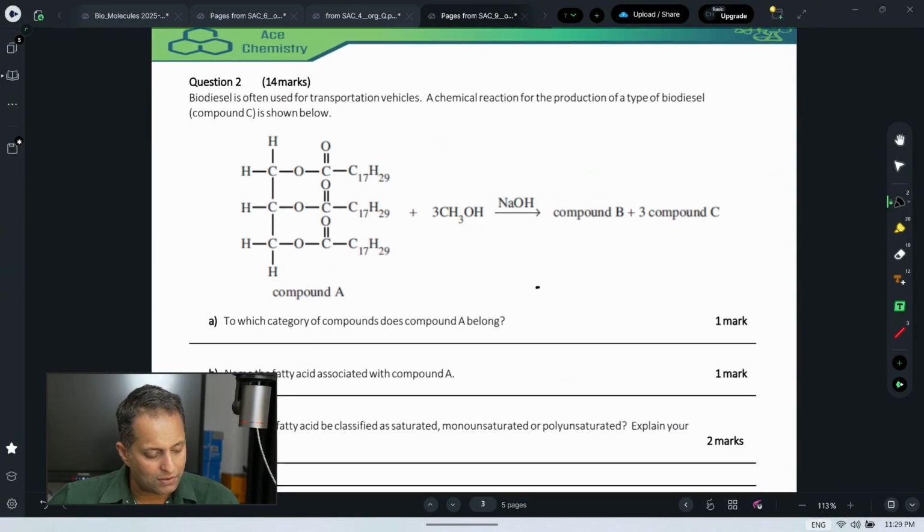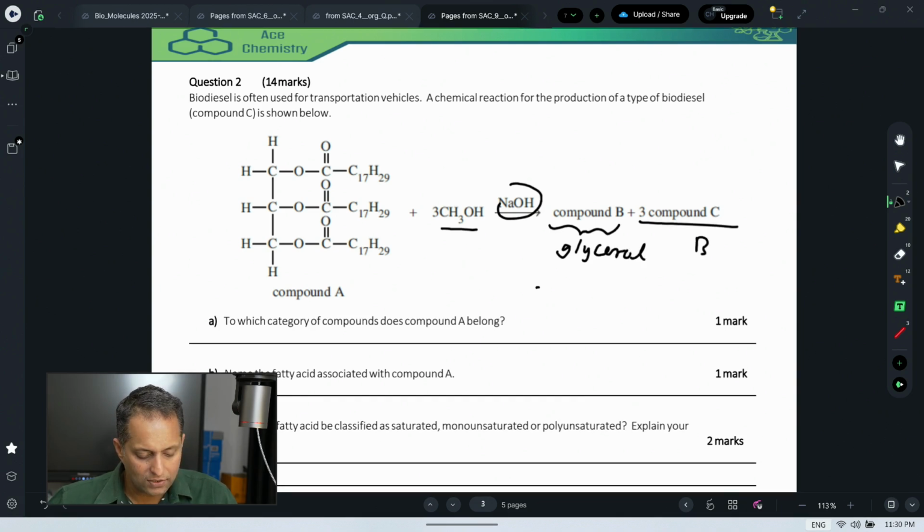When you look at this question, we know that compound A is a triglyceride. We are using methanol as the transesterification reagent. We are going to get three molecules of glycerol, obviously, and three molecules of biodiesel. So three biodiesel, which are methyl esters, right?